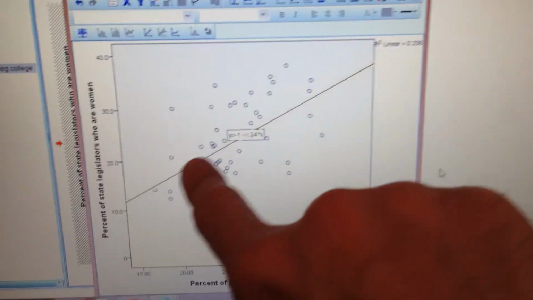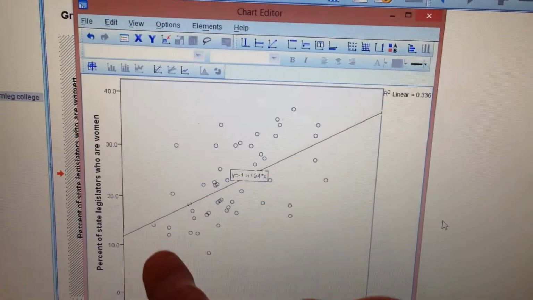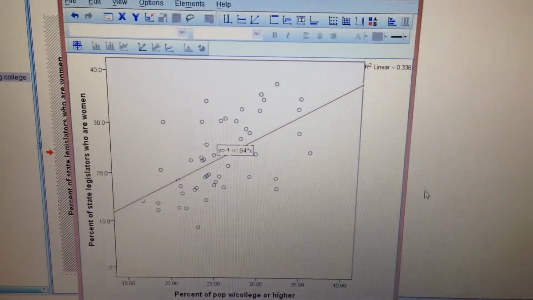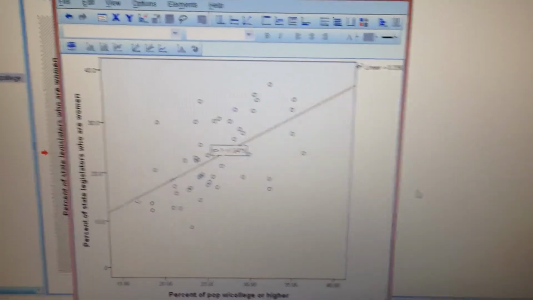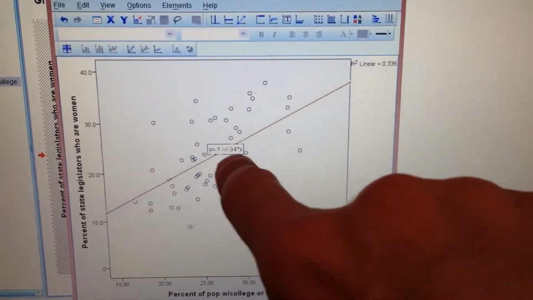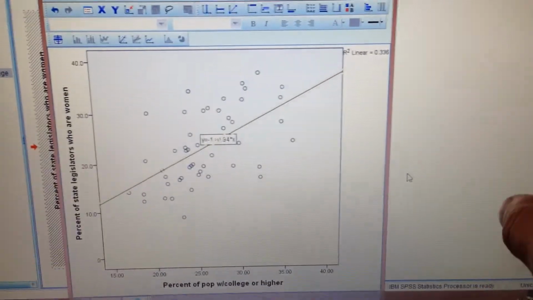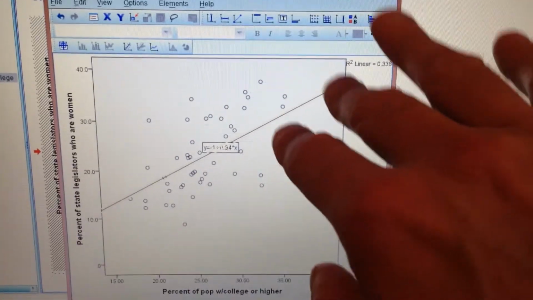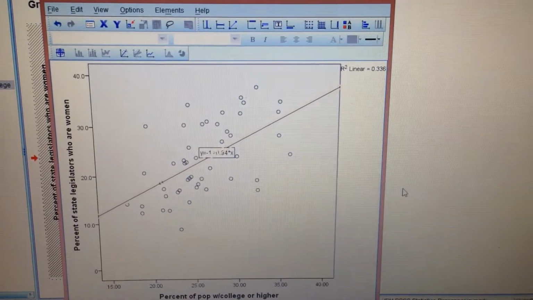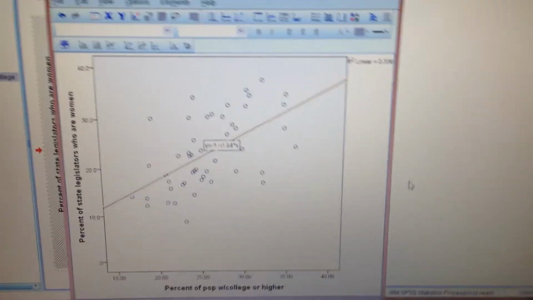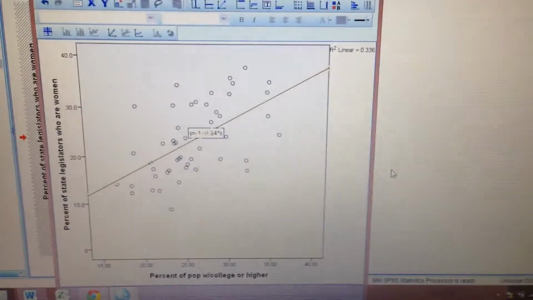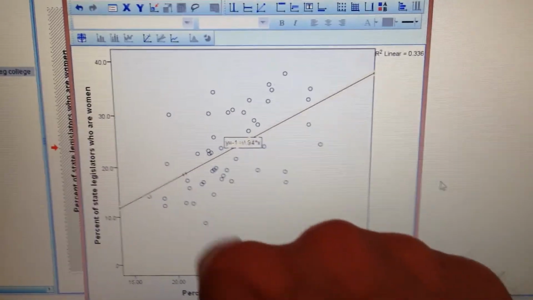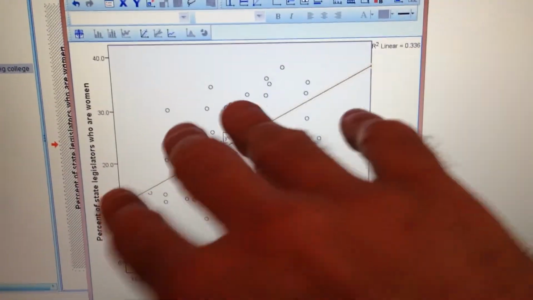If we look at this upward-sloping line, it seems reasonable. If you had to rely on one line to tell you about all these 50 dots, you would think this is a pretty good line because it's not too far from any of the dots. SPSS draws a line that's as close to the dots as possible, and its slope seems right. It seems to be the general direction of the relationship, because as you get more people with a college degree, you also seem to get more female legislators in general.